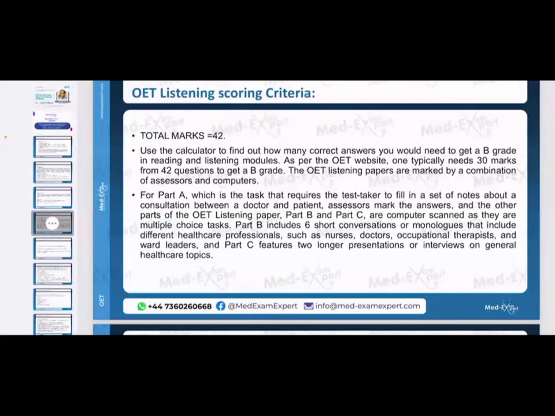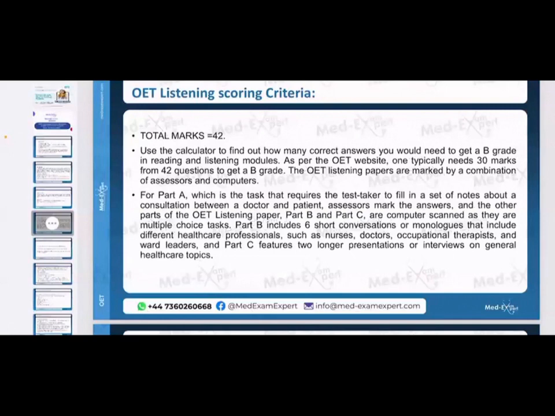For part A, which is the task that requires the test taker to fill in a set of notes about a consultation between a doctor and a patient, an assessor marks the answer. And the other parts of OET listening, part B and C, are computer scanned, as they are multiple choice tasks. Part B includes 6 short conversations or monologues that include different healthcare professionals such as nurses, doctors, OTs, or ward leaders. And part C features 2 longer presentations or interviews on general healthcare topics.